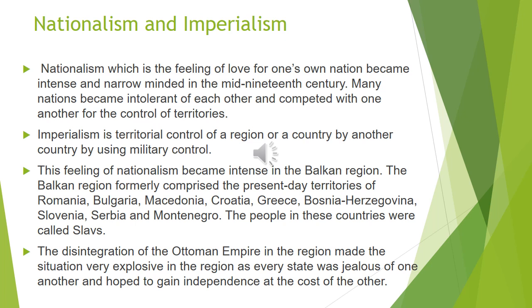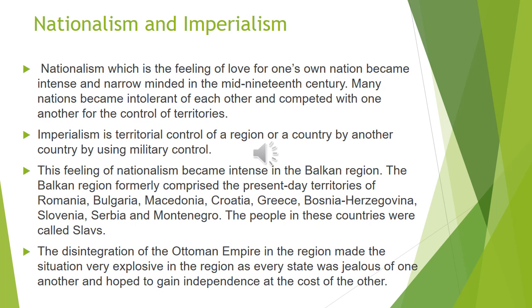Now, what is the Balkan region? The Balkan region is actually the peninsula region in southeastern Europe, and it is surrounded by water on three sides: the Adriatic Sea to the west, the Mediterranean Sea to the south, and the Black Sea to the east. The Balkan region formerly comprised the present-day territories of Romania, Bulgaria, Macedonia, Croatia, Greece, Bosnia-Herzegovina, Slovenia, Serbia, and Montenegro. The people in these countries were called Slavs.